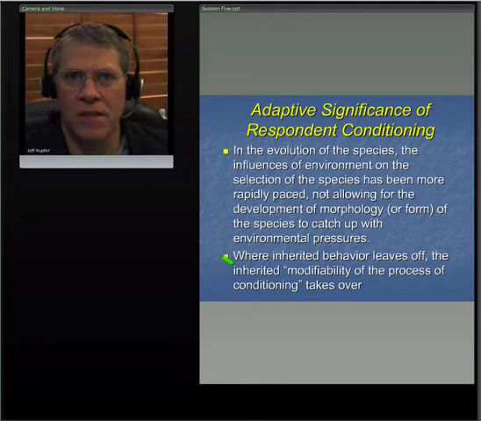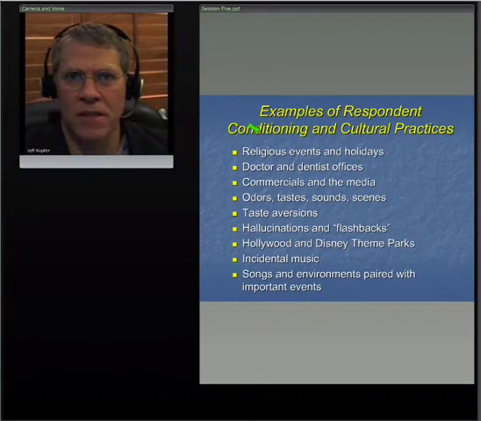All right, well, let's go ahead and finish up here and go through some examples of respondent conditioning and some of the cultural practices that we actually see with respondent conditioning. Now, first and foremost at the top of the list are religious experiences, events, and holidays, which are rich in all kinds of things that evoke emotions during these times of the year. Right now, it's just getting ready for Christmas time and Hanukkah time and all the things that go into those events. The change of the season certainly marks the event.